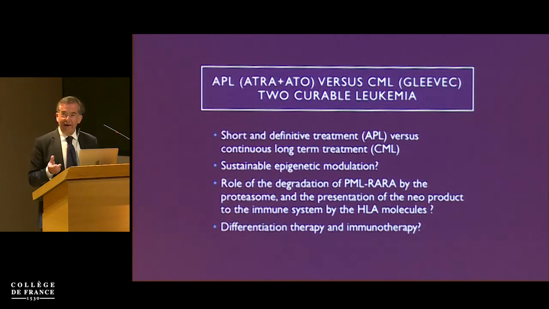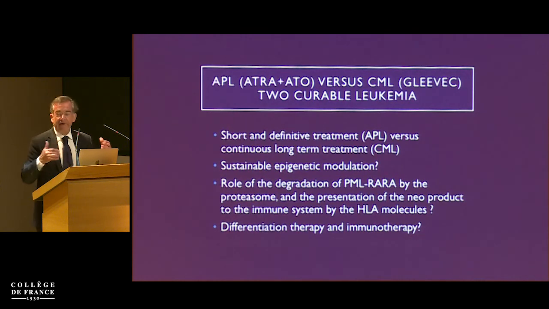And also, I like to compare the two curable leukemias today. The first, you know, is APL with vitamin A and arsenic. The second is chronic myeloid leukemia with Gleevec. When we look at the treatment of the patients, with vitamin A and arsenic, we can have a permanent cure of the patient with a short and definitive treatment. So just one shot, we can treat the patient, and that's enough. Compared to the problem of CML, where we are obliged to treat the patient permanently. Permanently, he has to take the Gleevec. So the question is why? Why is it one shot for one, and why is it permanent for the other?